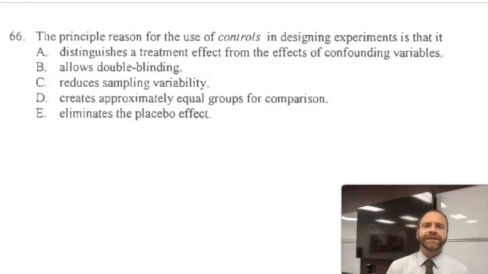We're looking at question 66 in the AP Statistics Midterm Review packet, and I chose this one because it deals with the principles of experimental design. Question 66 in general says, hey, what's the purpose behind control in an experiment? We have three principles of experimental design: control, which this question is asking about, replication, and random assignment. Those are the three principles.